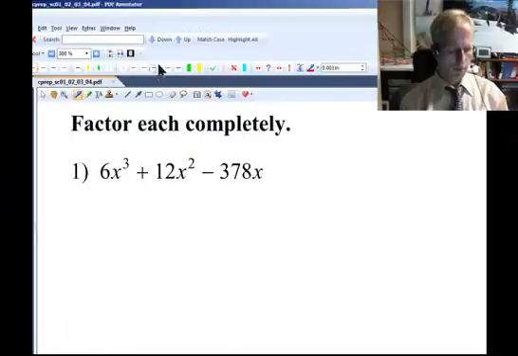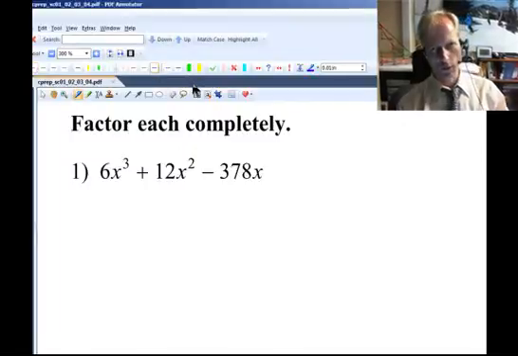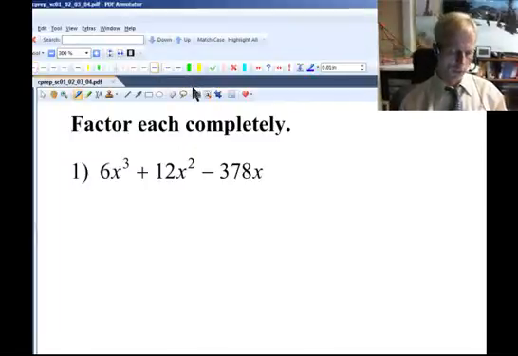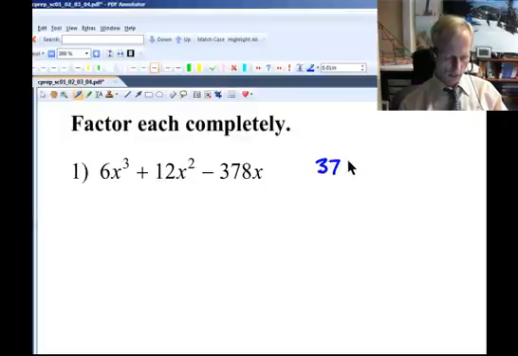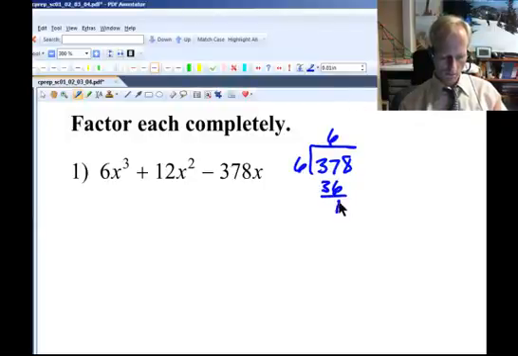Tonight I'm going to solve some of the problems you might see on tomorrow's quiz on study guides 1, 2, 3, and 4. In the first problem here I'm asked to factor a polynomial, so I always want to first look for a common factor. Well, I can see that x is a common factor, and I think that 6 is too, but let me divide 378 by 6 to find out for sure. Yep, it is. It's 6 times 63.